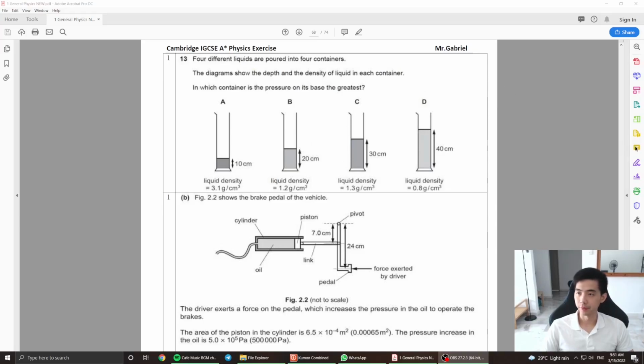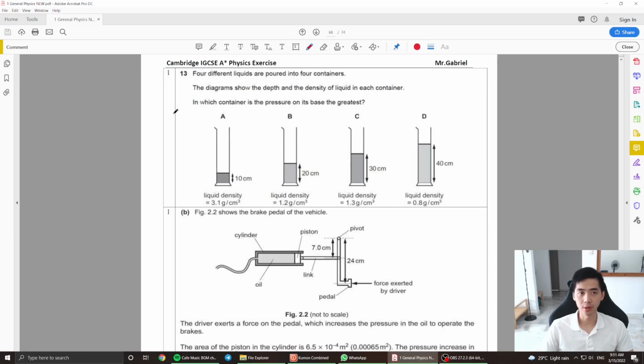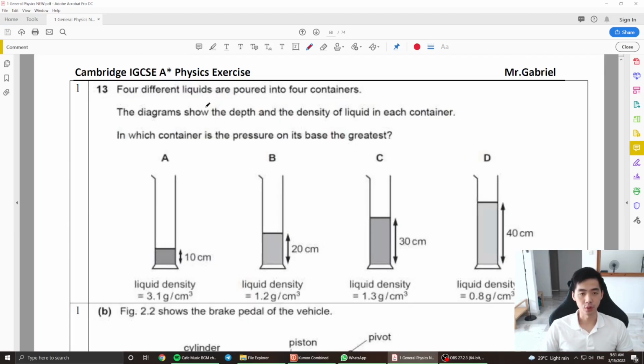Alright, finally the final chapter of general physics, which is going to be pressure here. Look at the first question, what do they want from you? Four different liquids are poured into a container. The diagram shows the depth and the density of liquid in each container. In which container is the pressure on the base the greatest?